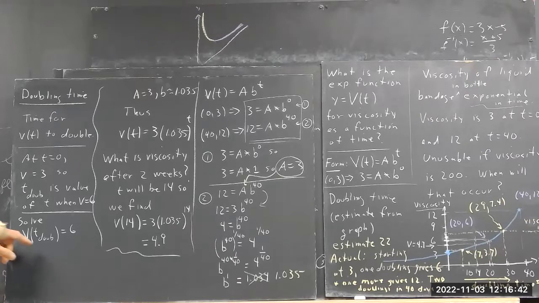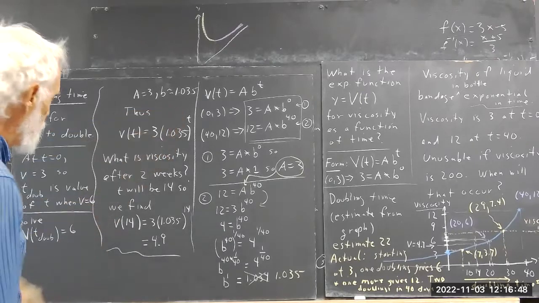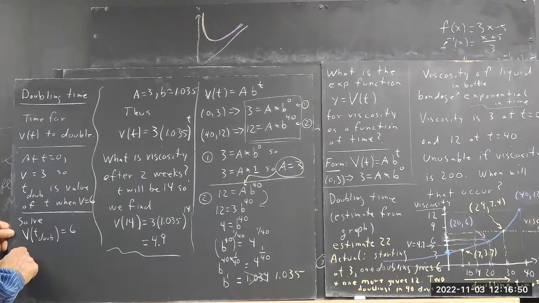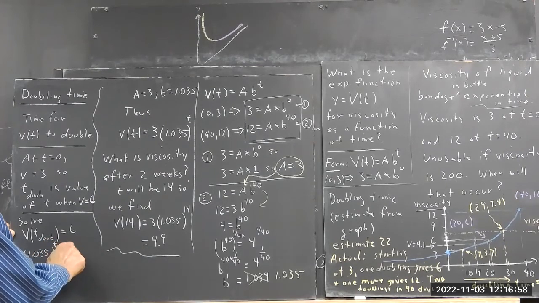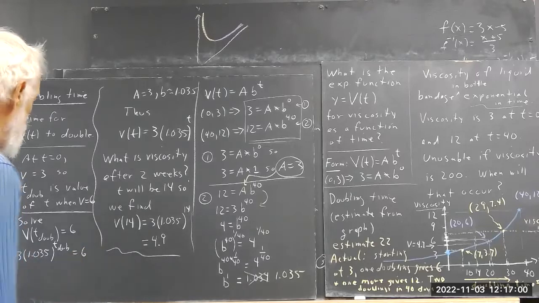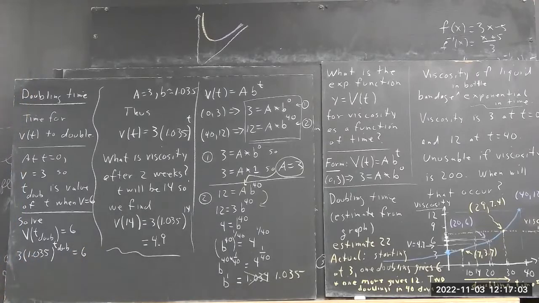Now, if we write out what V of t dub is, well, V of t is 3 times 1.035 to the t, so V of t dub is 3 times 1.035 to the t dub. So V of t dub equals 6 just says that 3 times 1.035 to the t dub equals 6.